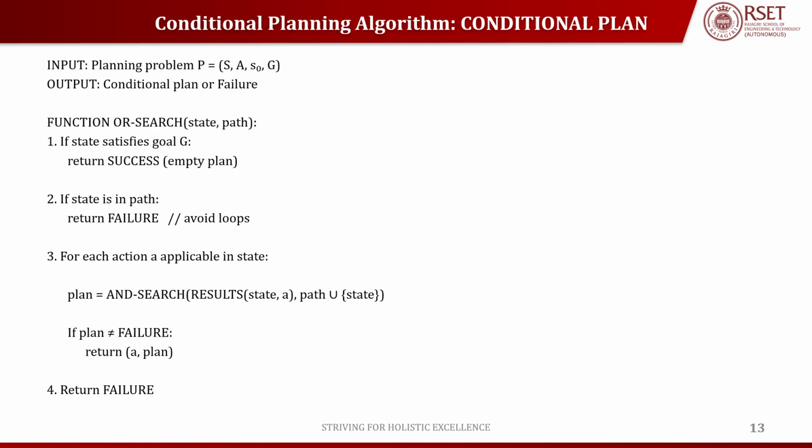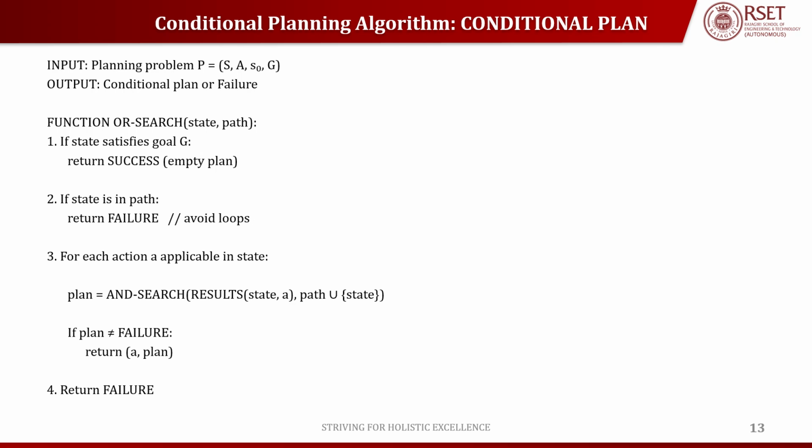Now we'll see the detailed description of the conditional planning algorithm. It also has two phases, that is OR search and AND search. It tries to find a plan that works for all possible outcomes. So instead of thinking about do this, then this, it will create: if this happens, do this, else do that. This is simply an if-else statement.